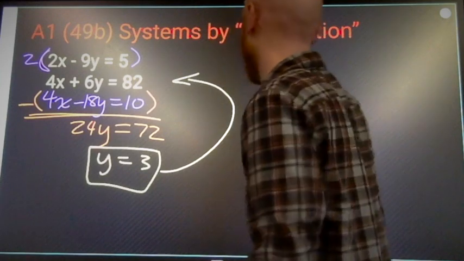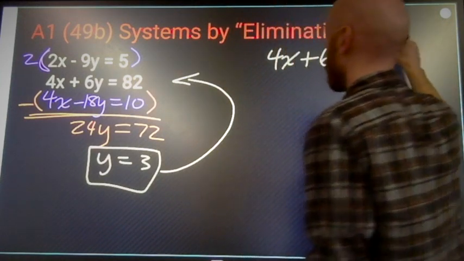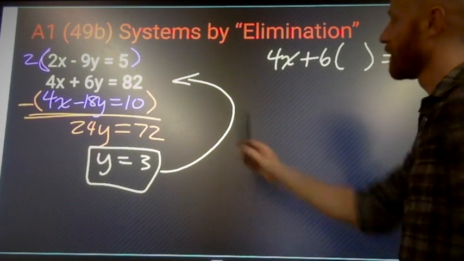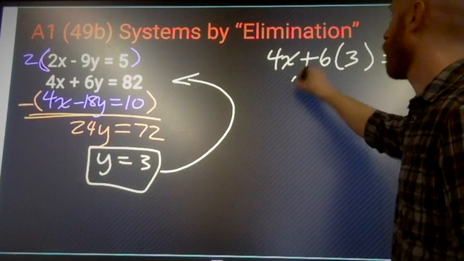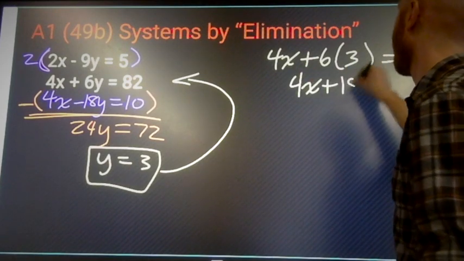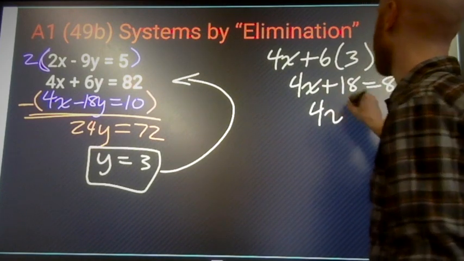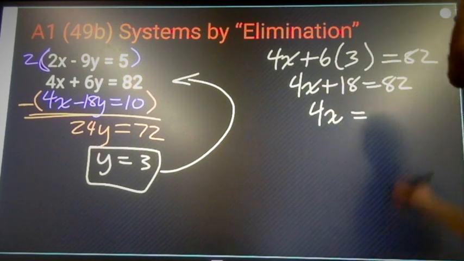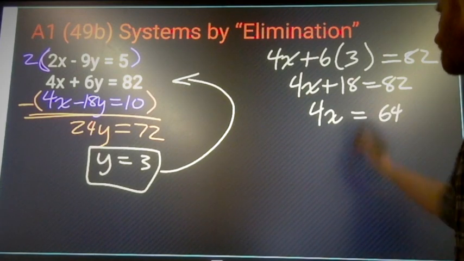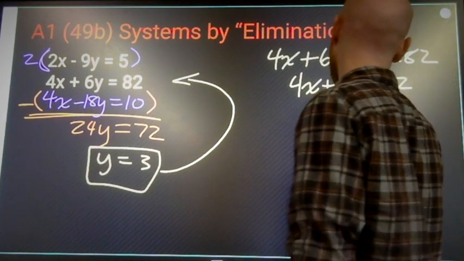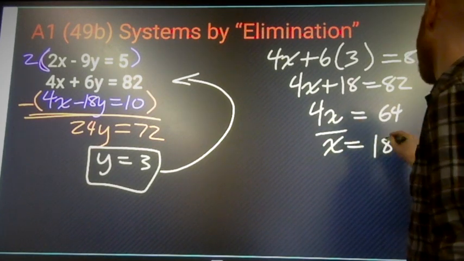Let's say the second equation. 4x's plus 6 y's equals 82. Insert 3 for y. Solve. 4x's plus 18 equals 82. Subtract 18 from both sides. 4x's equals 64. Divide both sides by 4. We got x equals 18. Nope, not 18, 16.